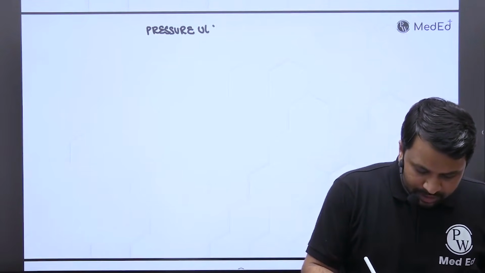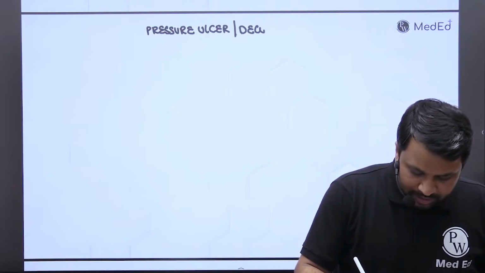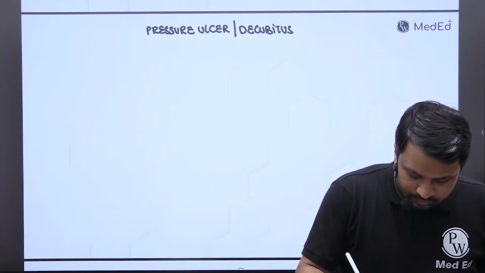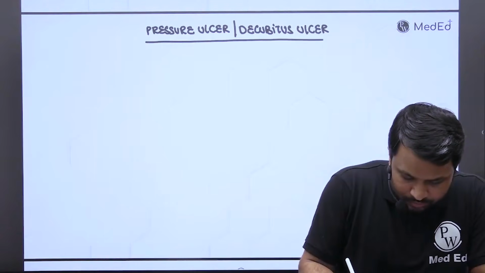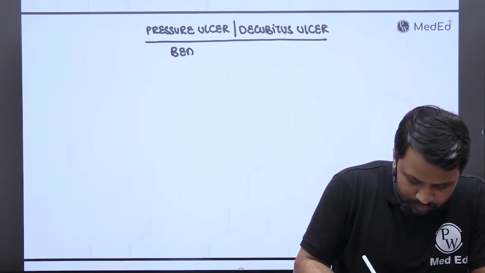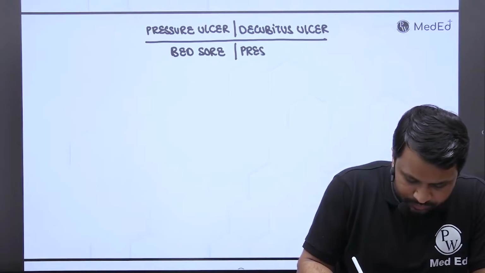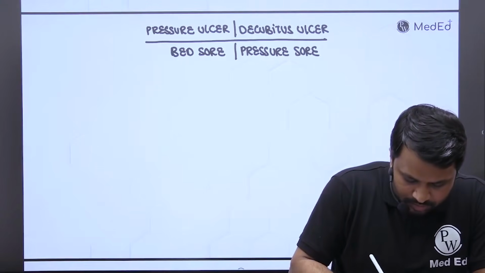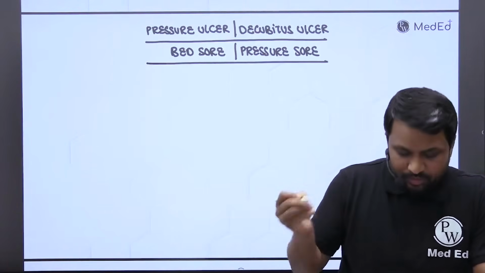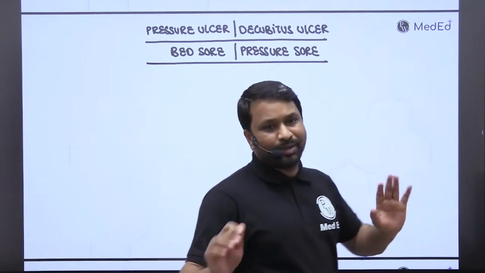Now the question can come to you as a pressure ulcer. They can give you another synonym, that is decubitus ulcer. This is also called a decubitus ulcer. This is also called bed sore. It is also called the pressure sore. So all these are the synonyms that you remember. So it is a pressure ulcer, or you can say decubitus ulcer, a bed sore, or a pressure sore.